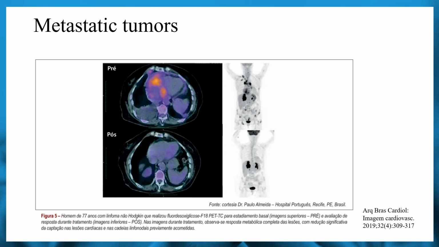Here's an example from Dr. Paulo Almeida here at the Hospital Português, also in Recife, about a 77-year-old man presenting with a non-Hodgkin lymphoma. He did a pre-treatment exam for initial staging, and then he repeated the exam during treatment, showing the metabolic response to the treatment with a significant reduction in the uptake in the cardiac lesions.